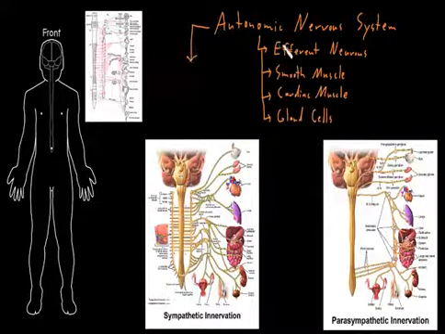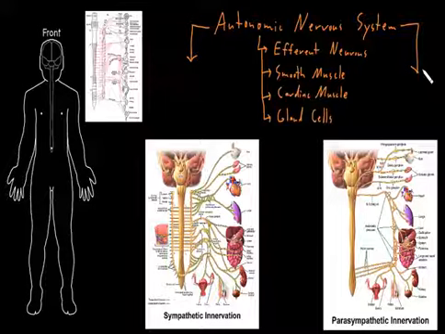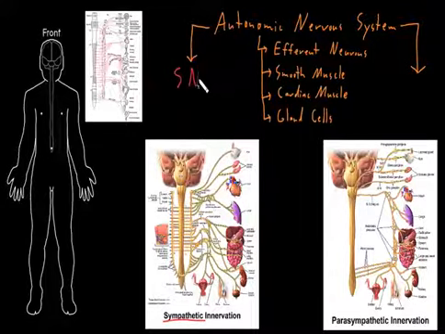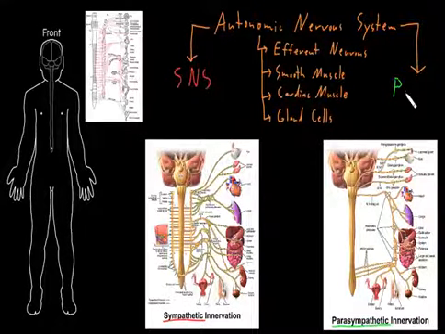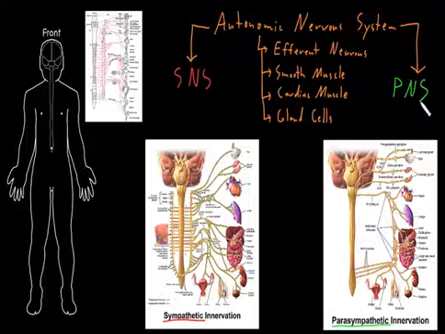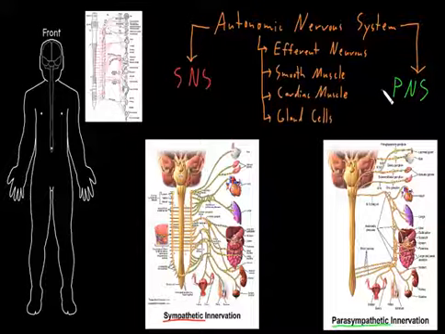So let me write 2 big arrows here. This part we call the sympathetic nervous system, which is the first big part of the autonomic nervous system. I'll just write SNS for short. And this other big part we call the parasympathetic nervous system. I'll just write PNS for short. And there are a number of big differences between these 2 parts of the autonomic nervous system that we can talk about in this kind of introductory talk.